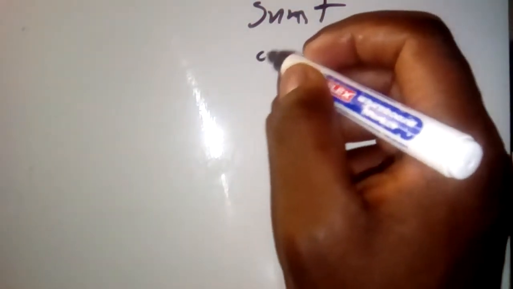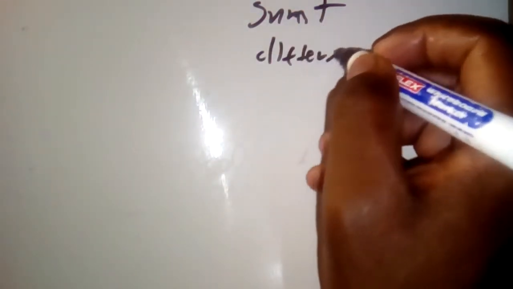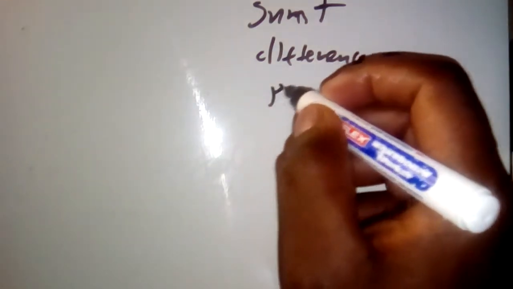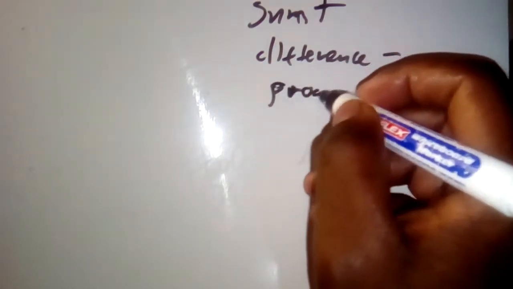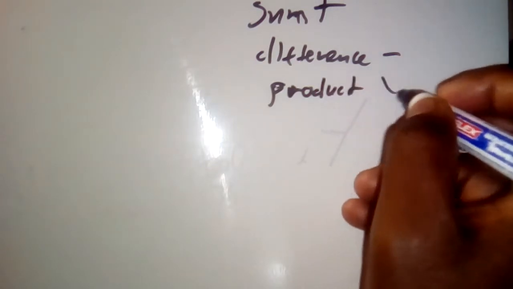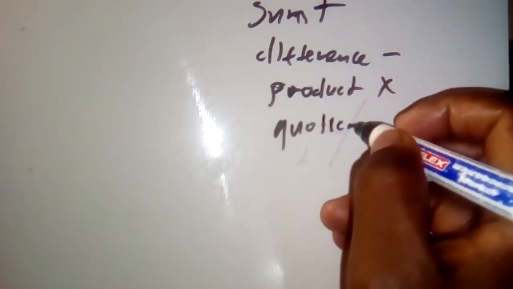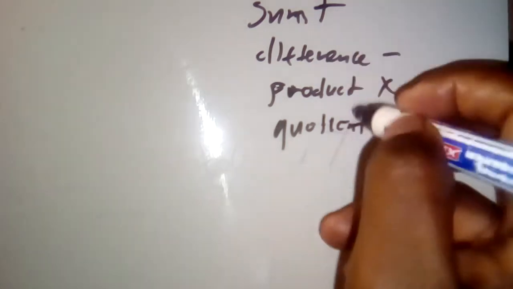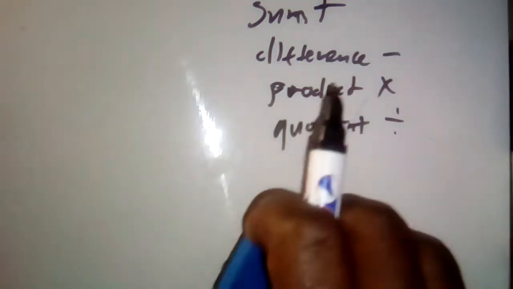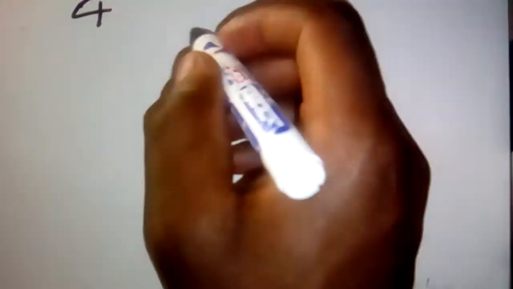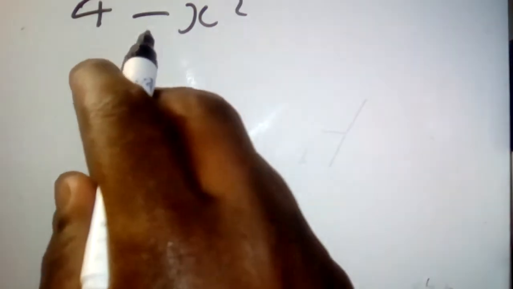So sum is addition, difference is subtraction, product is multiplication, and quotient is actually division. So you must know these words: sum, difference, product, and quotient. So if they say the difference of two squares, it just means we have a square minus another square. So it's two squares subtracting. That's why it's called difference.